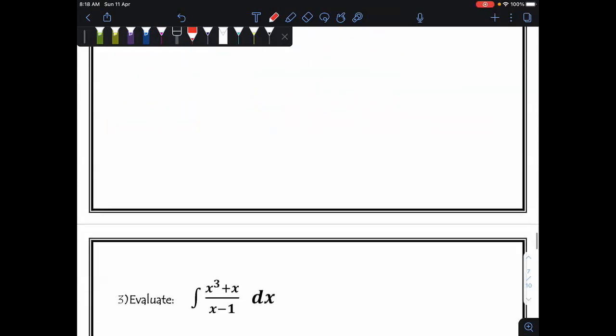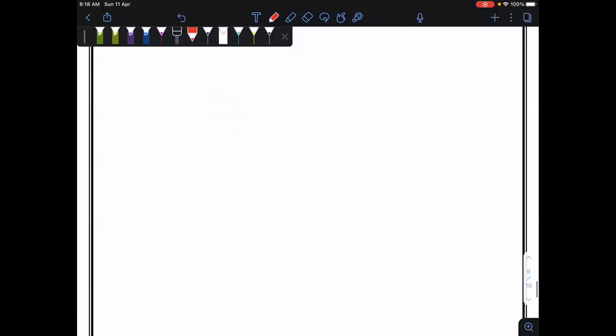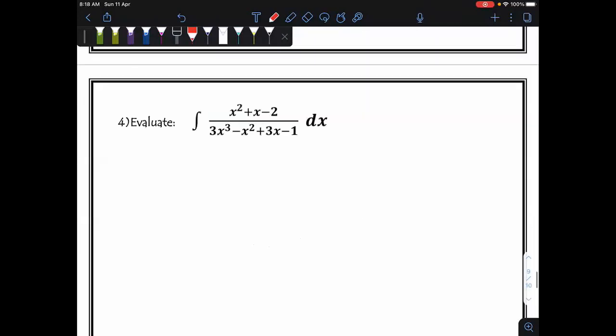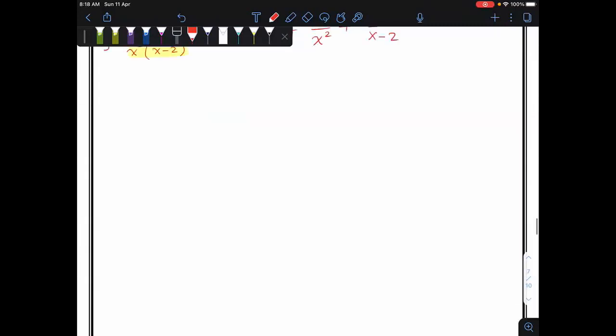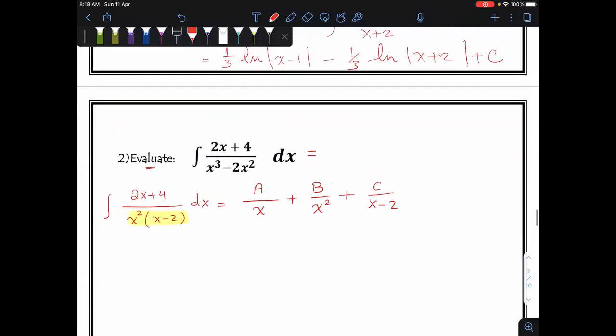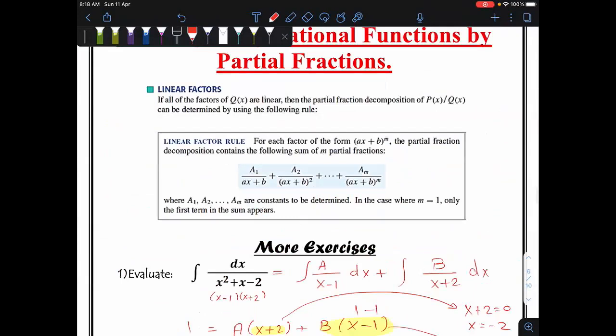Yes, I don't understand this part. You didn't understand why it's a over x and b over x squared. Look at the table. Not a over x squared at all, plus b over x minus 2.